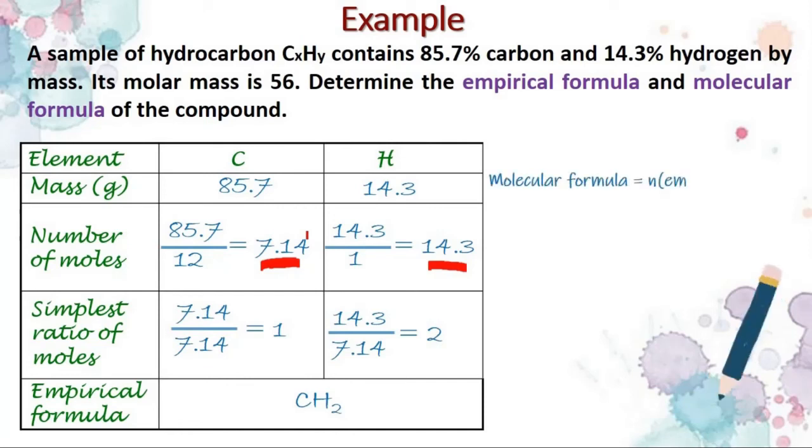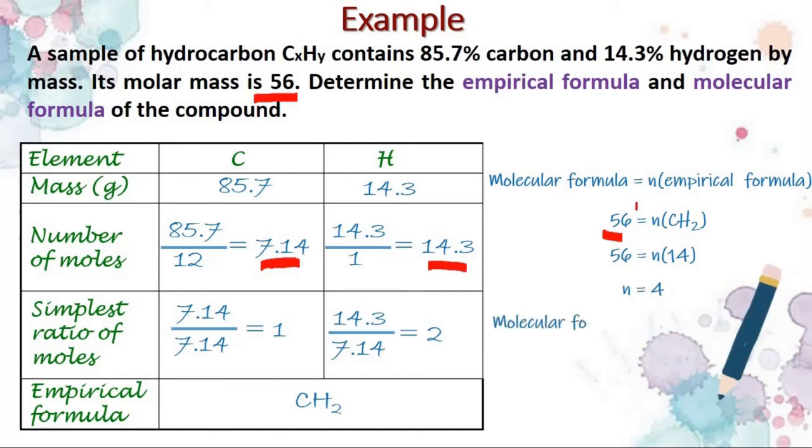Molecular formula is equal to n times the empirical formula. And we know that the question gives the molar mass as 56, meaning 56 equals n times CH2. Atomic mass for carbon is 12 and for hydrogen is 1. So you have 56 equals n times 14. So n equals 4. Finally, you get the molecular formula equal to C4H8.